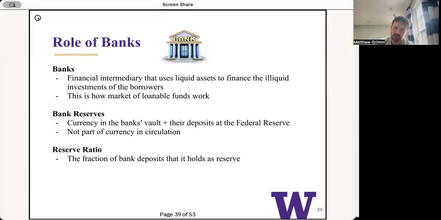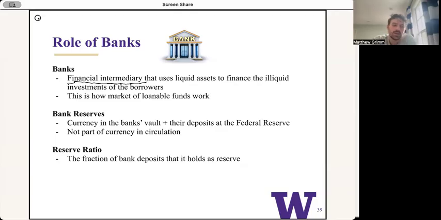So we're kind of jumping around a lot. We're talking a lot about money. Let's talk about banks a little bit. So banks. What is the role of a bank? A bank is what we call a financial intermediary. So they use liquid assets to finance the illiquid investments of the borrowers. And this is how the market of loanable funds works.